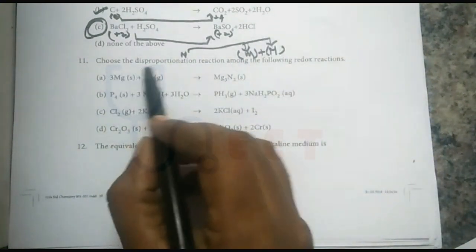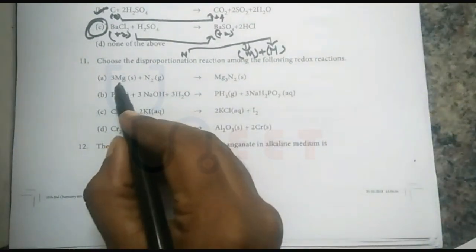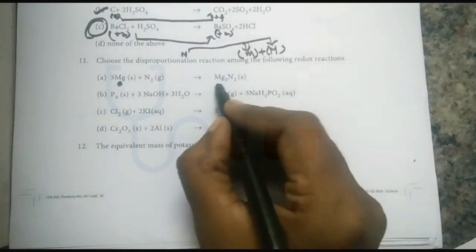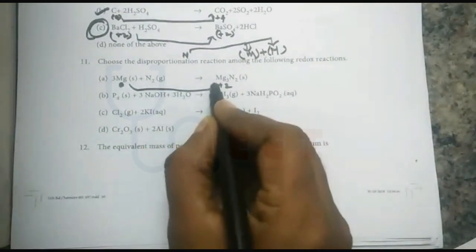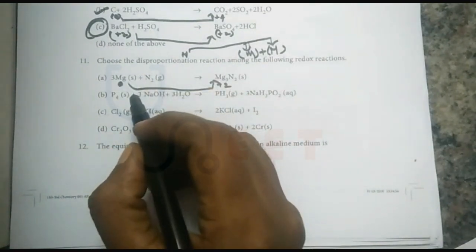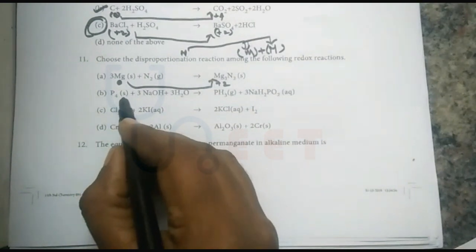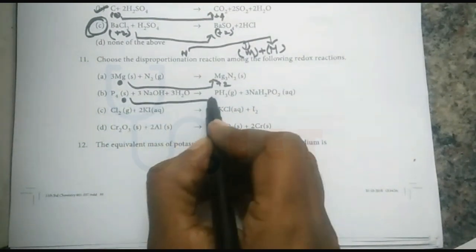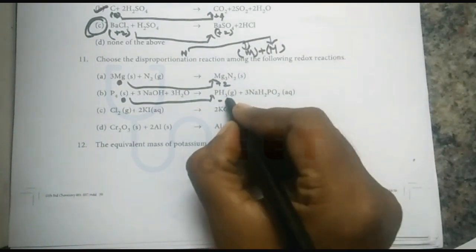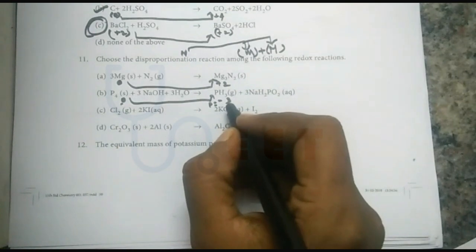Now choose the disproportionation reaction among the following redox reactions. Here magnesium is 0, and here the magnesium is 2+, so it undergoes an oxidation reaction only. Disproportionation means the element undergoes oxidation as well as reduction. Then B, phosphorus in the free state is 0, and in phosphine the phosphorus has a -3 state. Phosphorus undergoes reduction here.